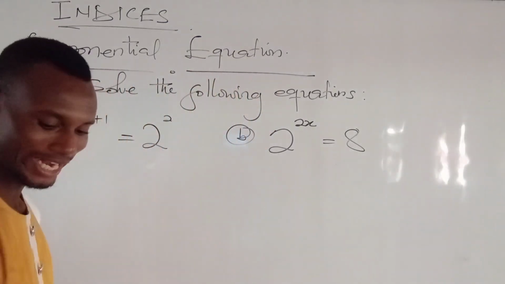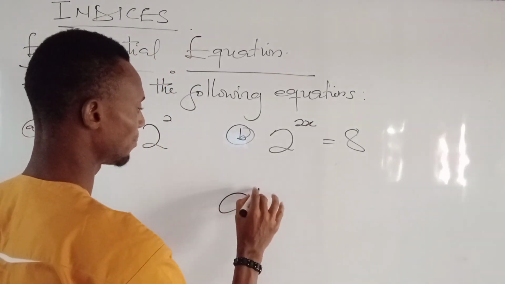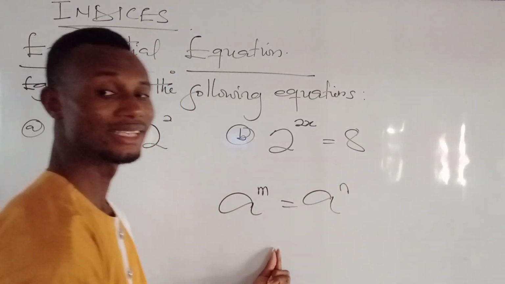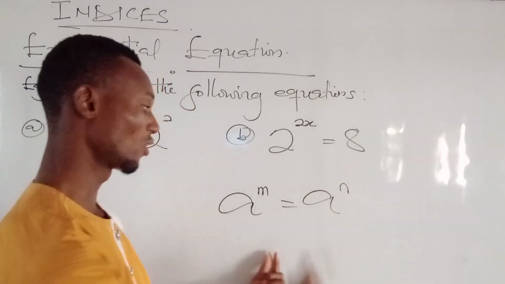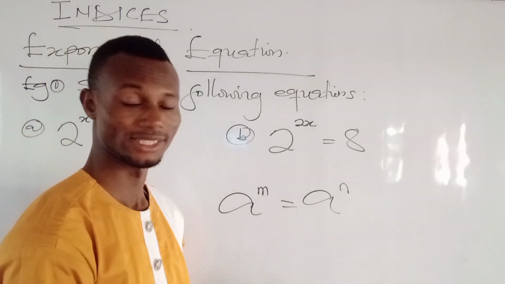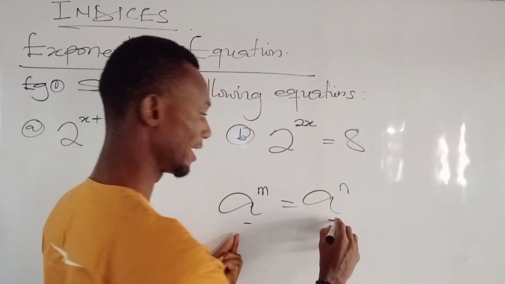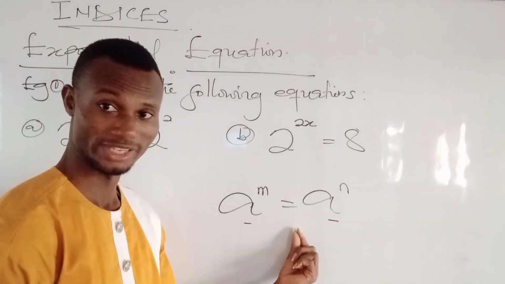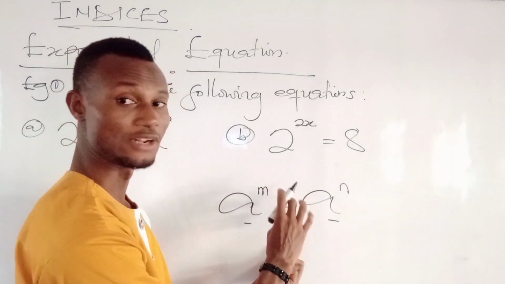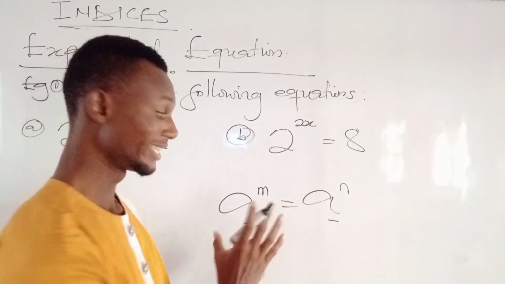Okay, now the next law says that if you have a to the power m equals a to the power n, you can see this is an equation, because it contains an equal sign. Having something like this, the law says that when we have the bases to be the same, and of course it's an equation, it's only when it has an equal sign like this that this law holds. So take note of it.